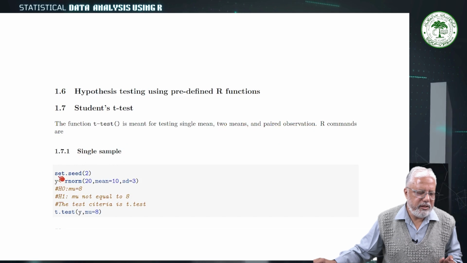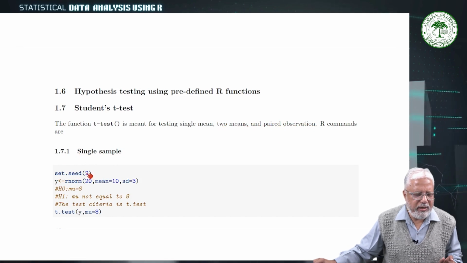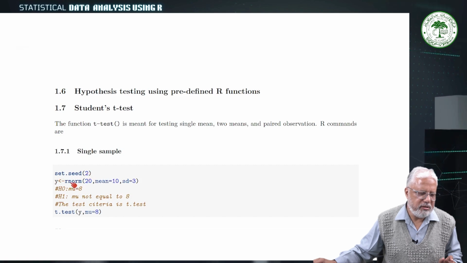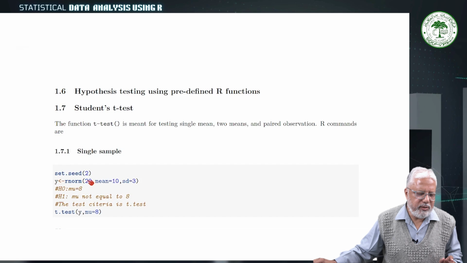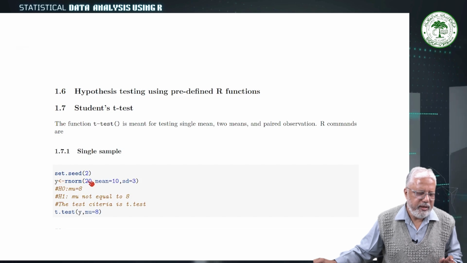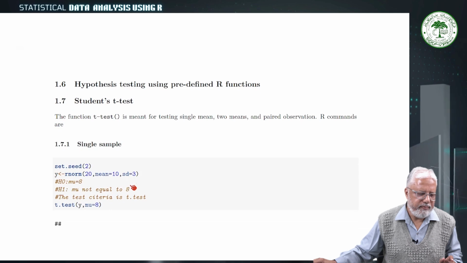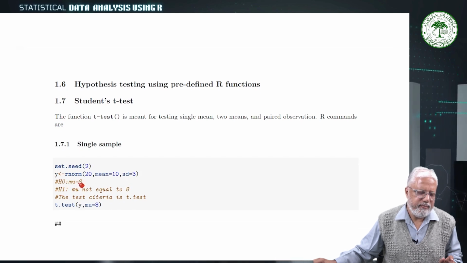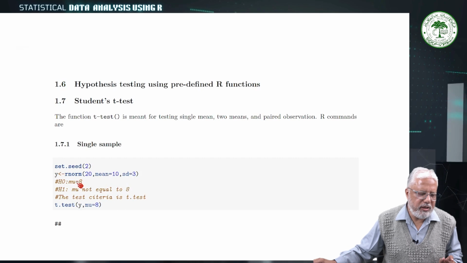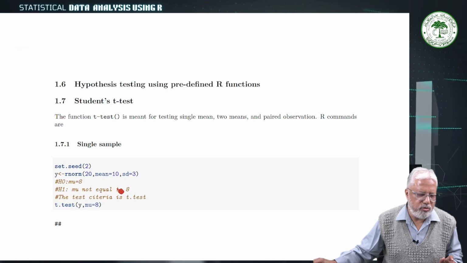For the single sample test, we have a simulated data set. set.seed(2); we can have any number here, that hardly matters. So y is equal to rnorm(20). So 20 observations are being simulated from a normal distribution with mean equal to 10, SD equal to 3. And we want to test H0: mu is equal to 8. Here the mean is 10 and we are testing mu is equal to 8. H1: mu is not equal to 8.